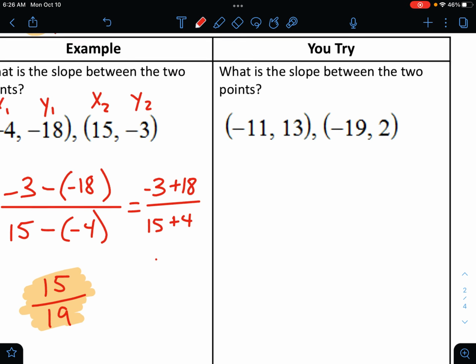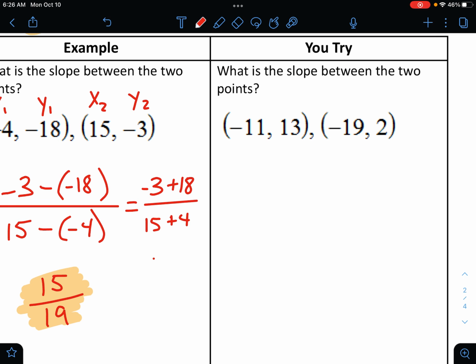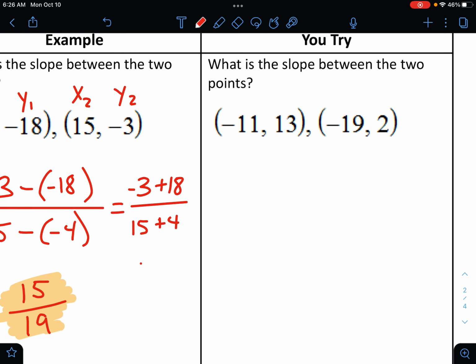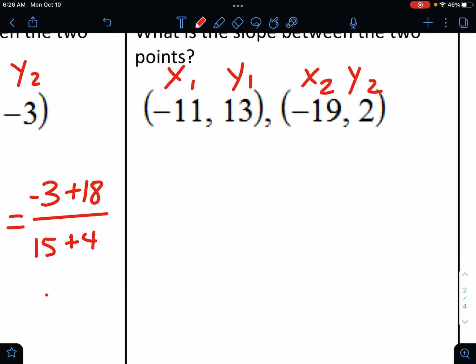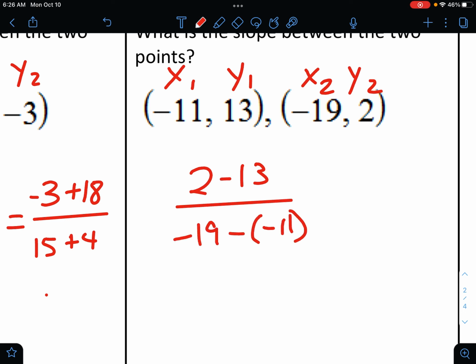What is the slope between these 2 points? You can go ahead, again, pause if you'd like, or just go ahead and try it with me. First thing we're going to do is label it x1, y1, x2, y2. And again, this looks like an x, so here I am not even following my own advice. There we go. So now we go 2 minus 13 over negative 19 minus a negative 11.